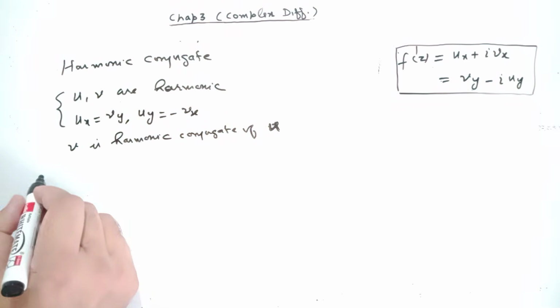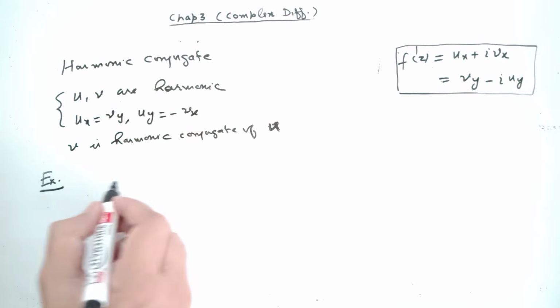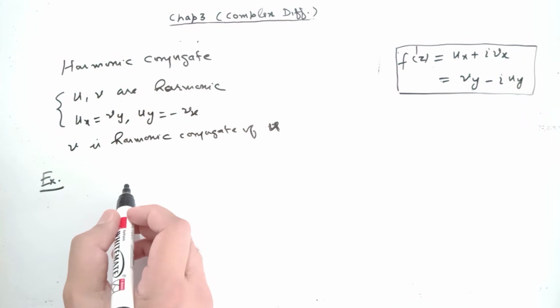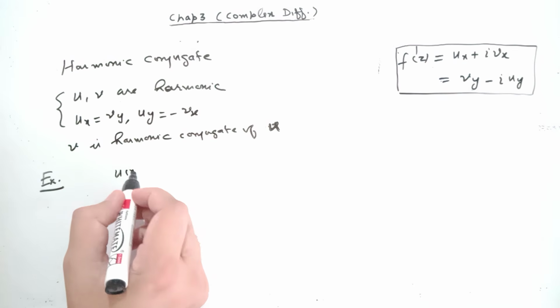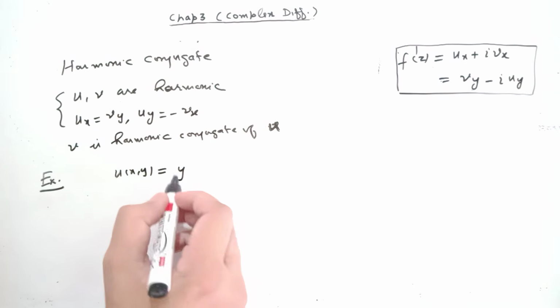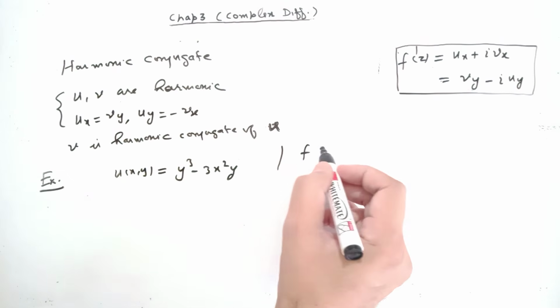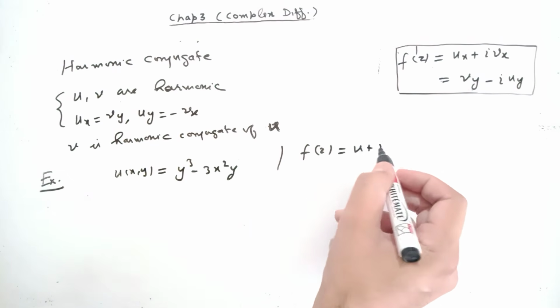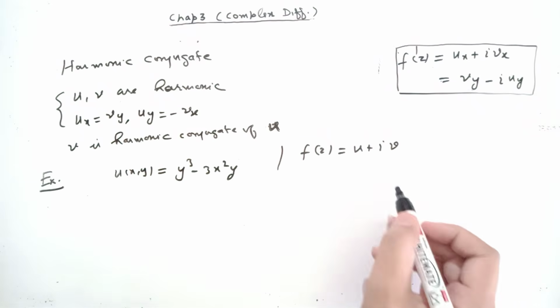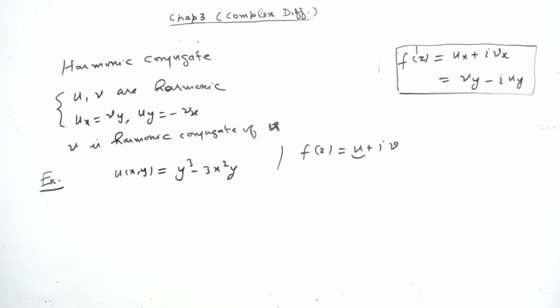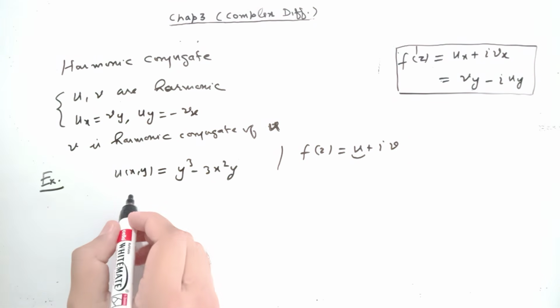Now let's see a problem for finding harmonic conjugate. Find harmonic conjugate of u(x,y) equal to y cube minus 3x square y. Means you are given that f(z) equal to u plus iota v is analytic function. u is known, v is unknown. You have to find v. How can we do this? We can find v using CR equations.